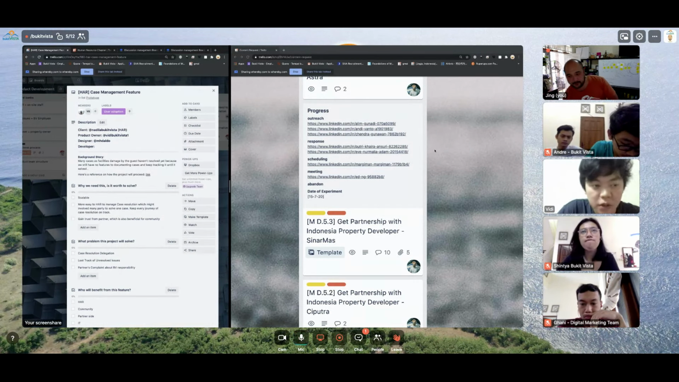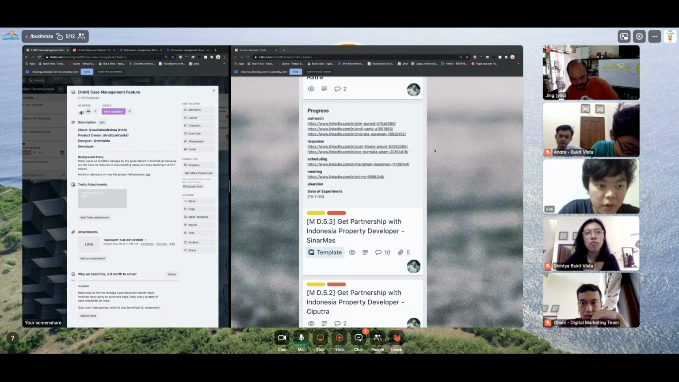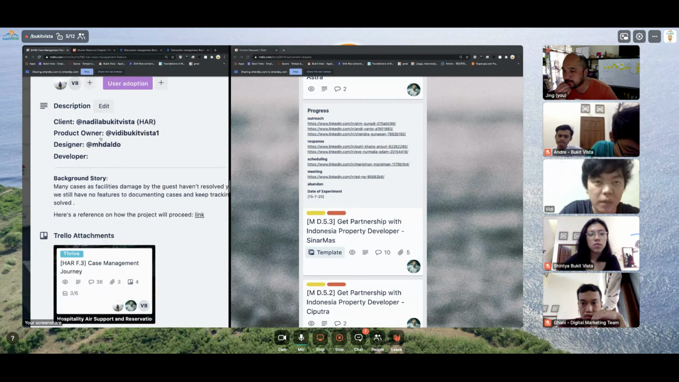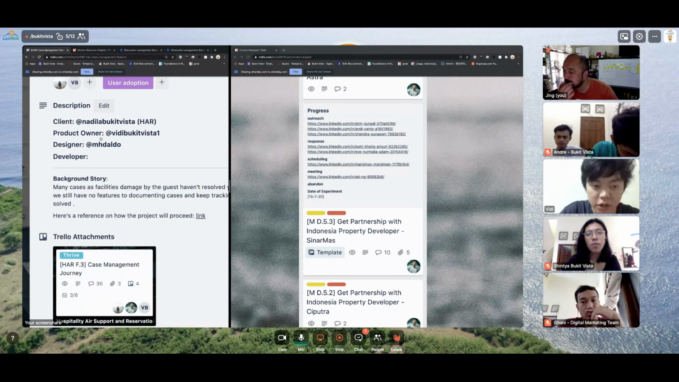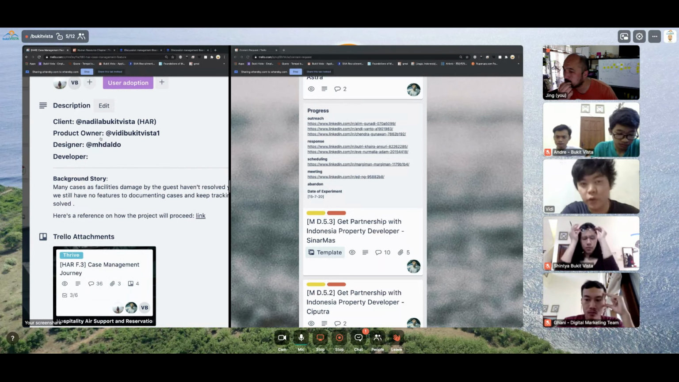Right. So case management is a feature proposed by one of the members of HAR, and I'm the product owner from the product development team. As a product owner, I have my own set of team, which is the designer, because we have a limited budget of human resources in the project itself, and the developer is still undecided because currently we are at the stage of transition between the old way of doing things to the new way of doing things, right? So therefore we need a transition phase and user adoption.